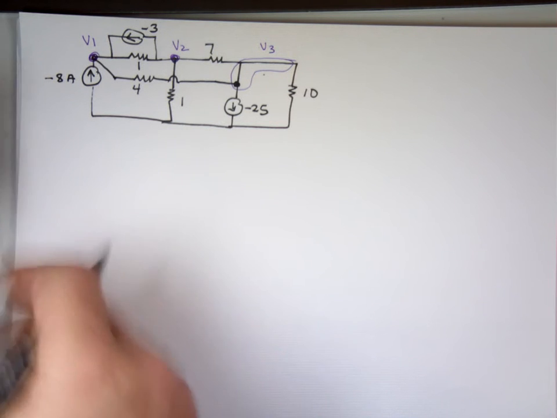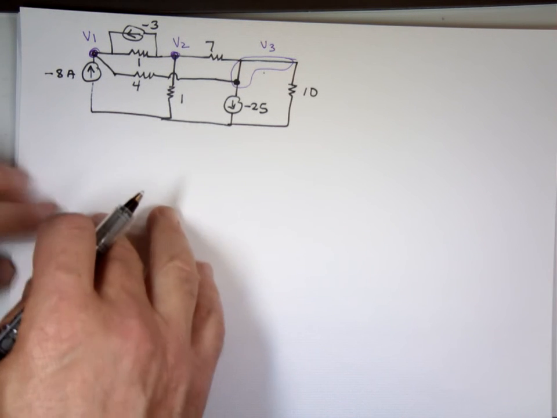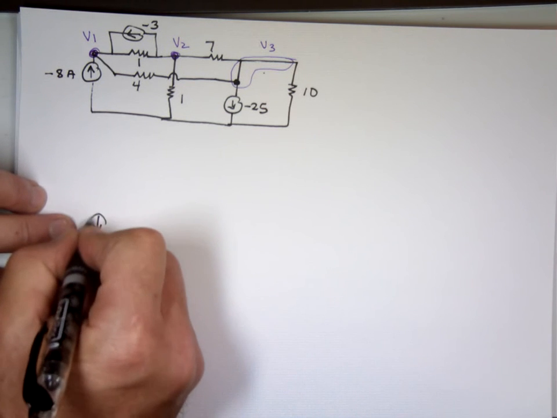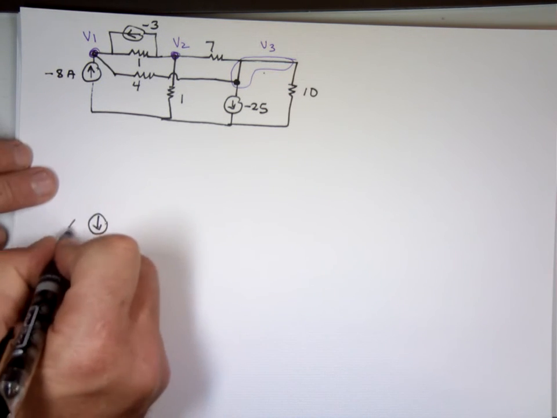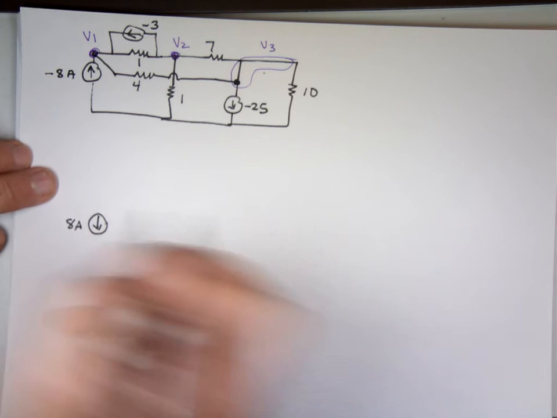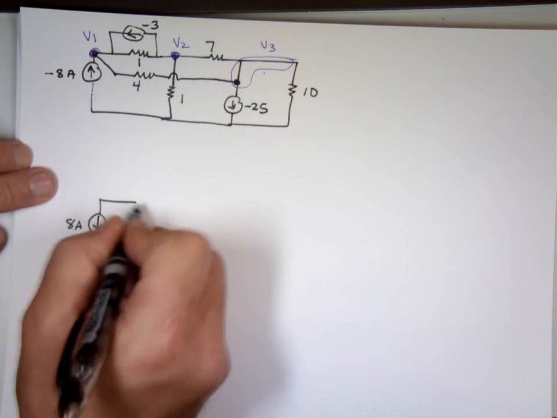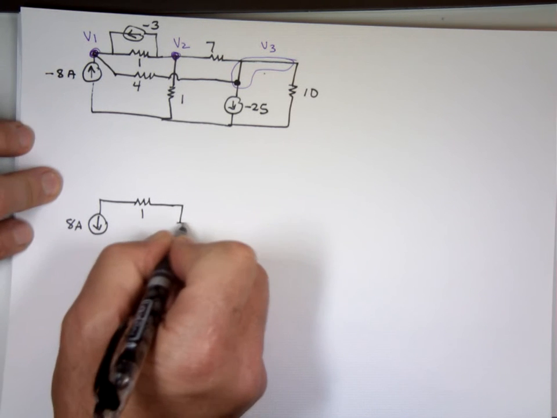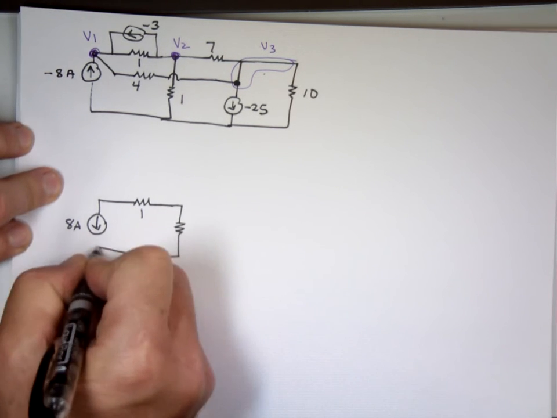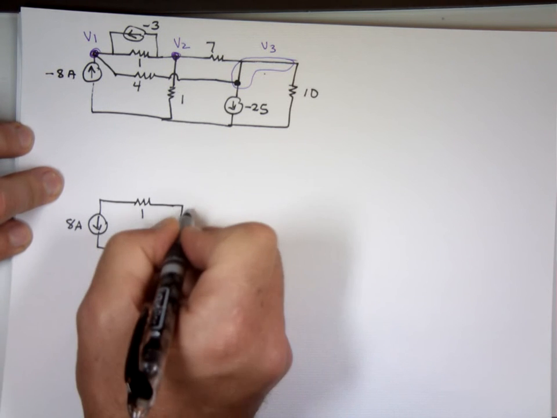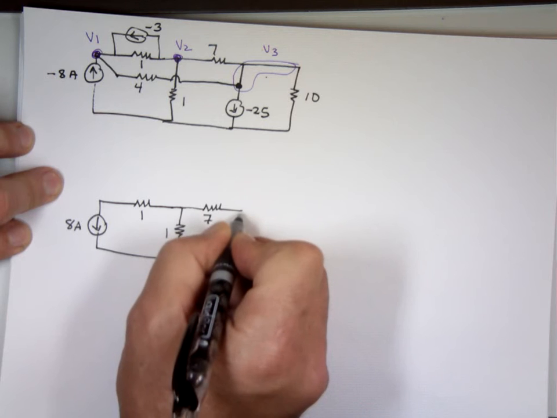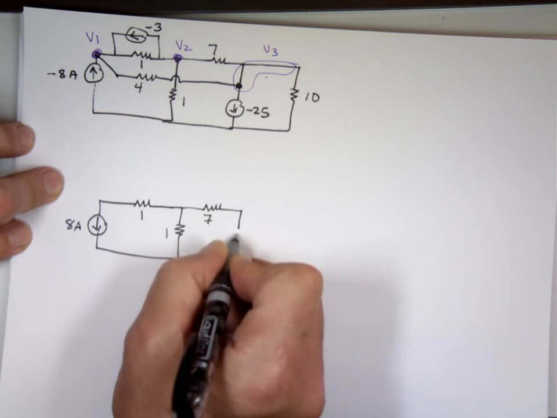Leave a space on the top. So I'm going to change the direction of the current to 8 amps coming down. There's really nothing wrong with negative numbers. I just change them to positive. I'm going to make this going up there 25 now.